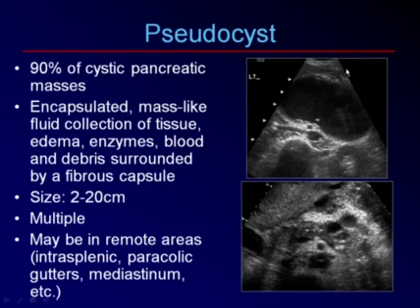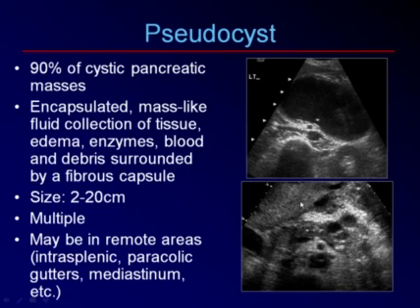As the process continues and slowly begins to heal, a pseudocyst may form. Pseudocysts form 90% of cystic masses of the pancreas. This fluid becomes encapsulated. It's a mass-like fluid collection. Inside is tissue, edema, enzymes, blood, debris. All of this then incites an inflammatory response, and a thick inflammatory fibrous capsule forms.